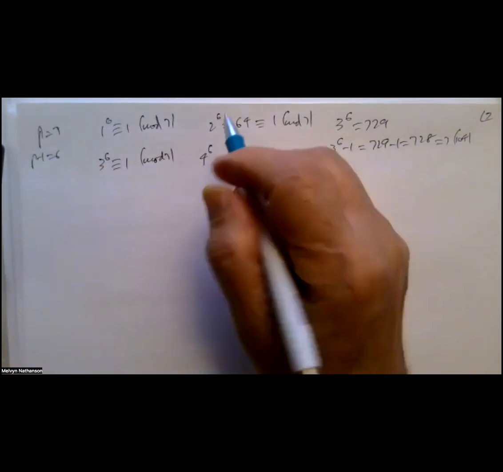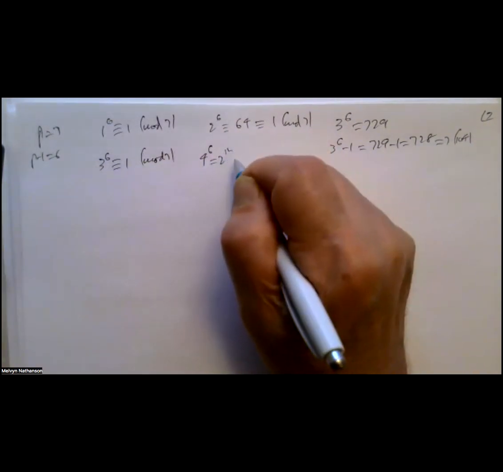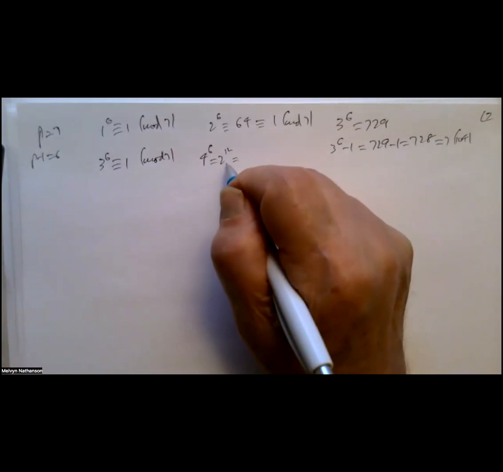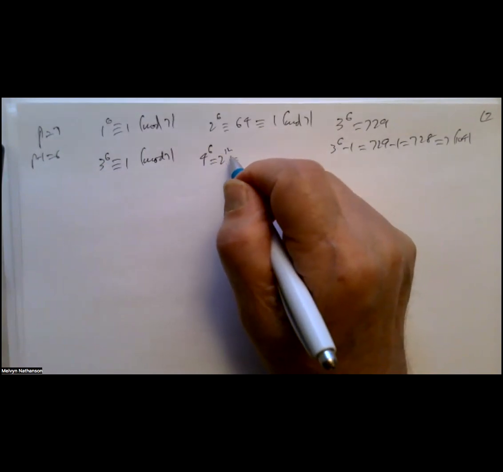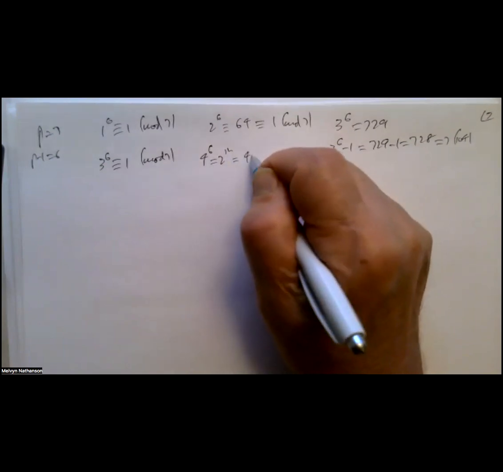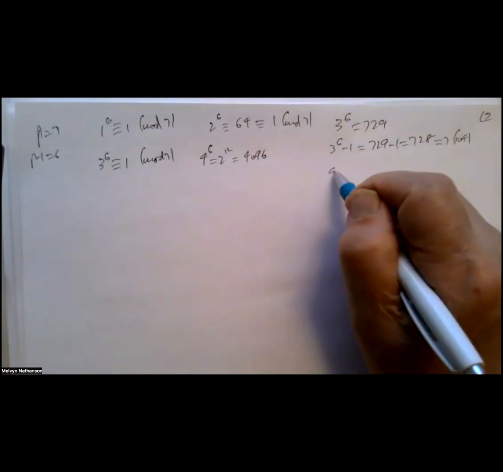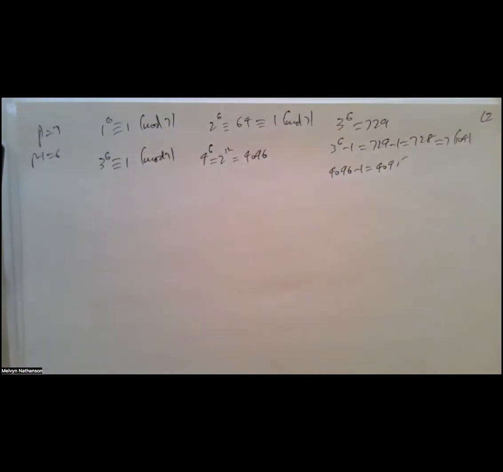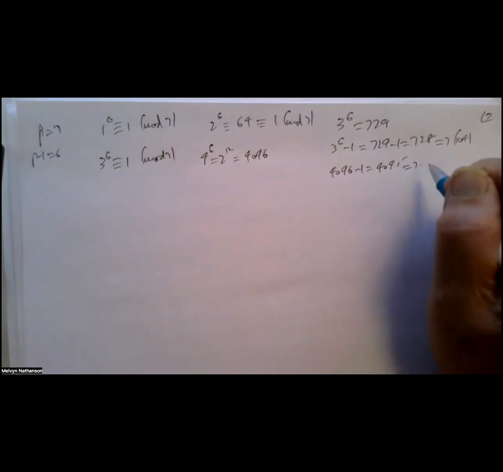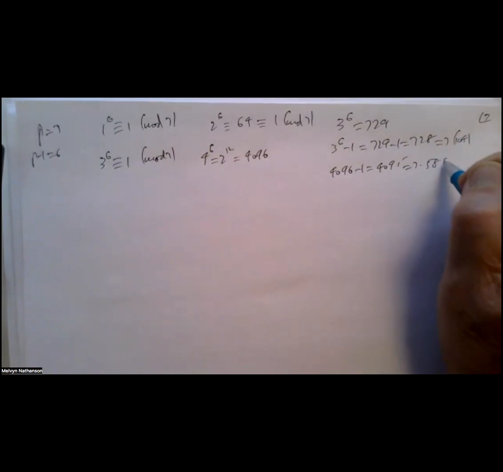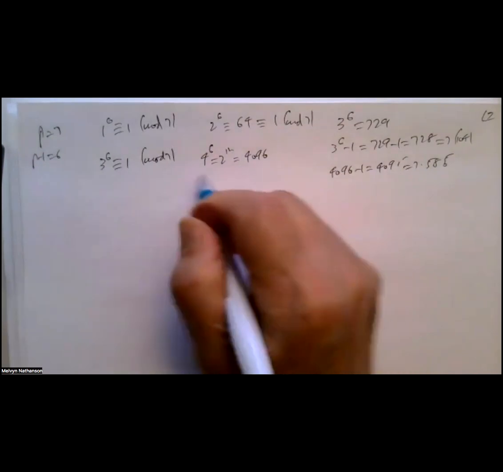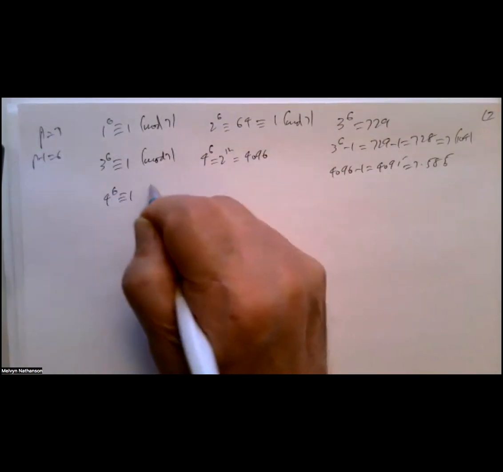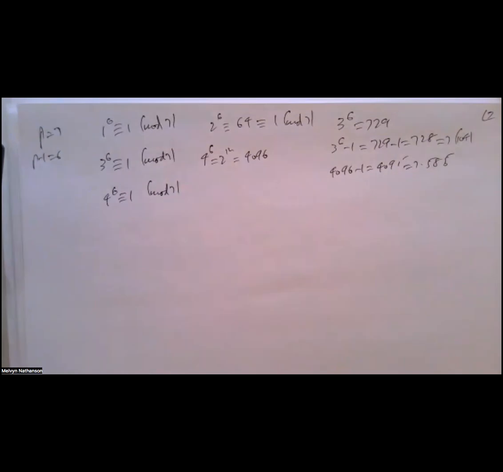What about 4 to the 6th? 4 to the 6th is 2 to the 12th. Let's say 2 to the 10th is 1024. Multiply that by 4, you get 4096. 4096 minus 1 is 4095. Is this divisible by 7? Yes, miraculously, this is 7 times 585. So 4 to the 6th is congruent to 1 mod 7.